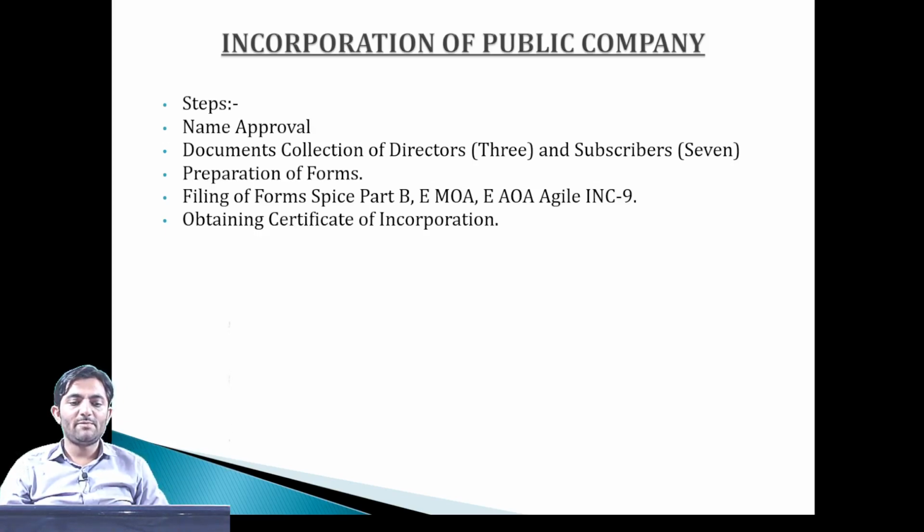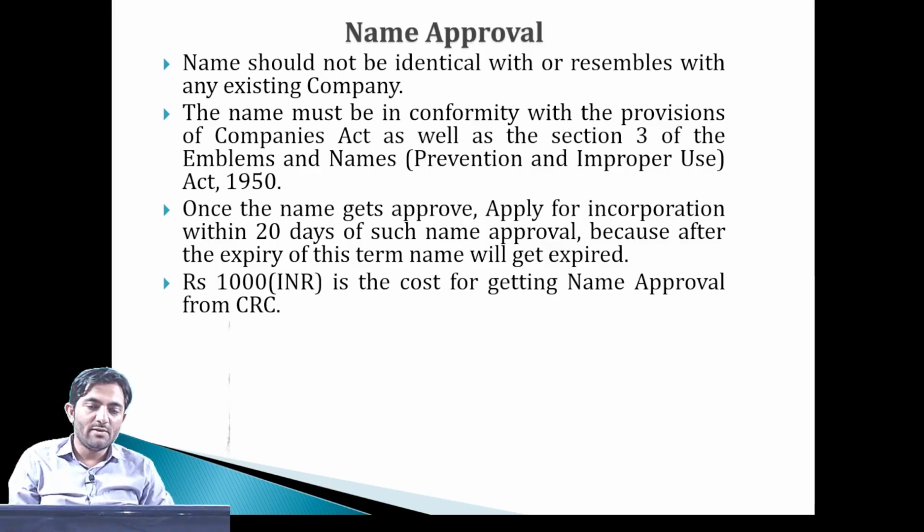Next step would be preparation of forms, how it should be prepared, what are the details to be mentioned in the form. Next step is filing of the form electronically. Next, obtaining the certificate of incorporation. First of all, coming to the first step, name approval.